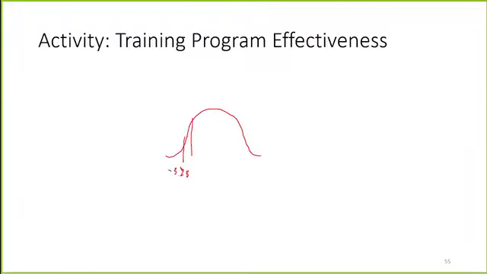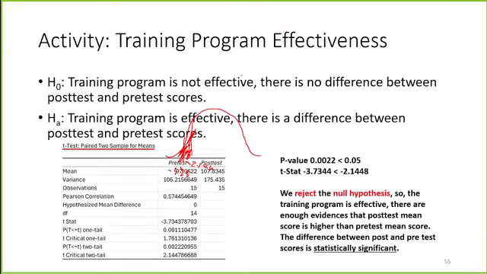2.144. Okay. So 2.144, but it's on the negative side, so it must be minus 2.144. So it's in the area of here, right? So it's beyond what we can afford, that we wrongly make the conclusion. Okay, so we can absorb these errors because this error should be small. Okay, so in this case we reject the null hypothesis. That means the training program is actually effective.